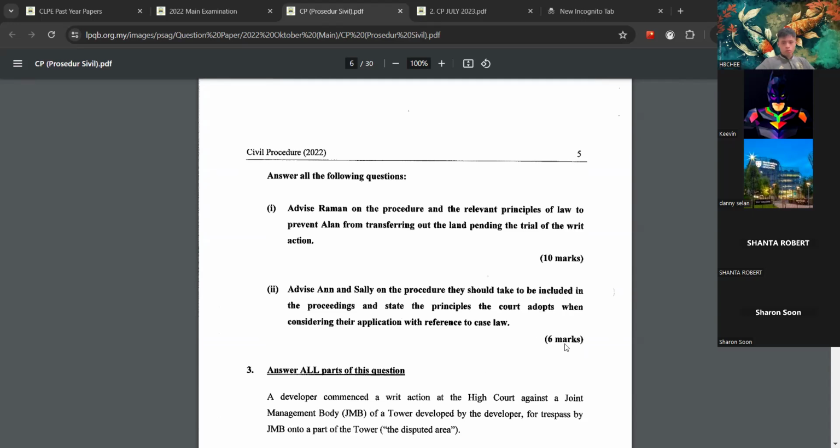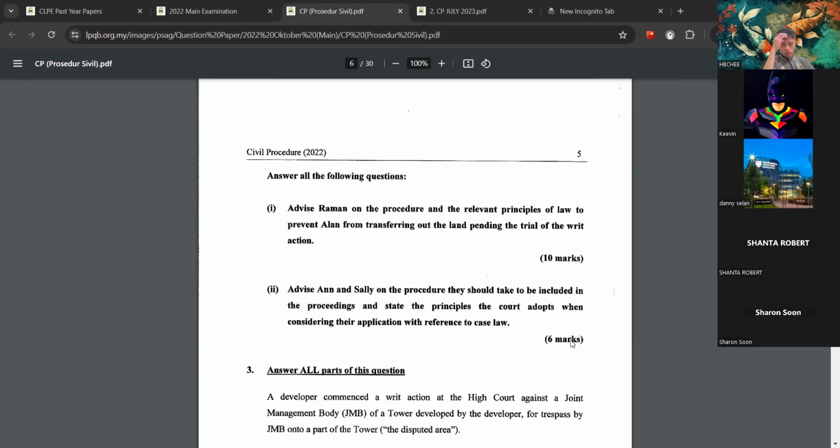So all you need to do is briefly discuss the injunction and what type of injunction, but not a Mareva injunction, because a Mareva injunction usually involves cash, where you want to freeze the bank account or the assets of the defendant. But now you are just preventing him from transferring the land only, pending the trial. So a normal injunction will do.